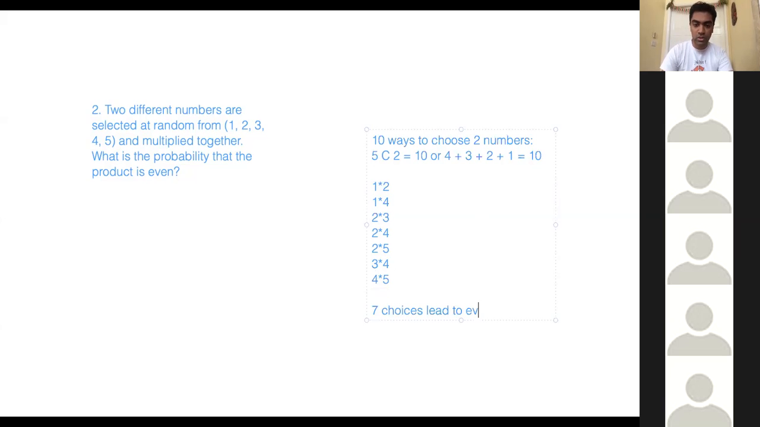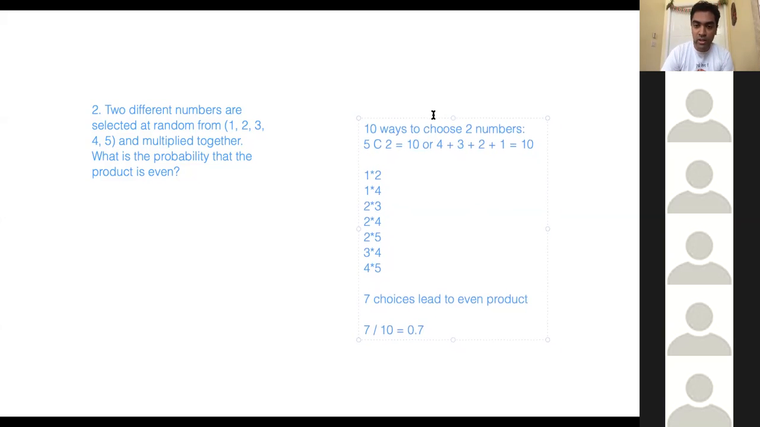Good. Yep. So this works. So if you look at it, there's a total of 10 ways to choose 2 numbers, 7 of which lead to an even product. So that's a probability of 7 out of 10 or 0.7. Good. So this is one way of doing it. Did anyone do it any other way?